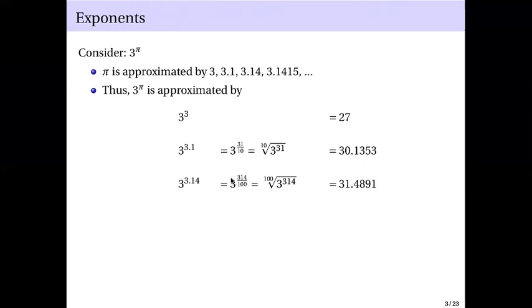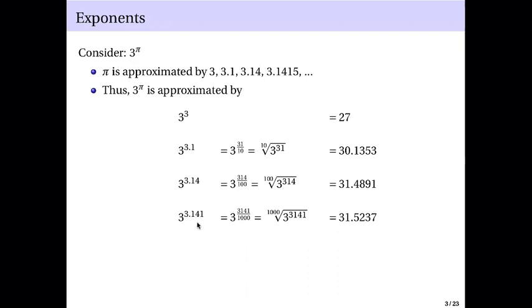So if we calculate this, this is 31.4891. Okay? Then we continue the process. Here we have 3.141 for an approximation of pi. It's not written in here because I skipped it here. But again, 3.141 is just a rational number, and in its fraction form, it's 3,141 over 1,000.